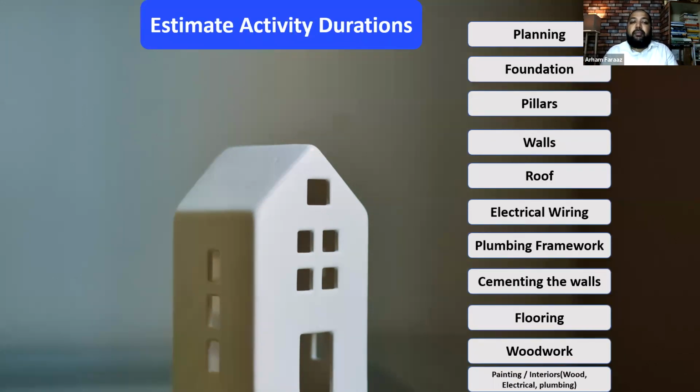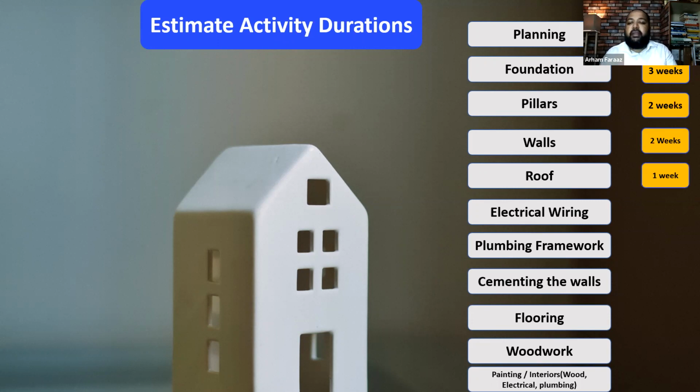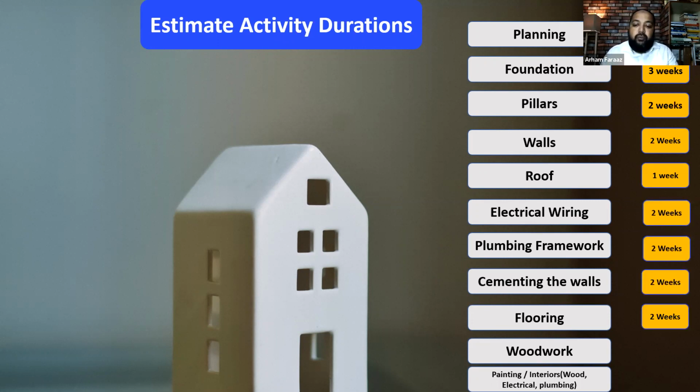So that becomes estimate activity duration. Starting off, planning is going to take 2 weeks. Let's say all this is examples over here. Foundation laying might take 3 weeks. Pillars are going to take say 2 weeks. Build the pillars, put the walls for 2 weeks with just bricks. And the roof would take 1 week. Electrical wiring would take 2 weeks. Plumbing frameworks takes 2 weeks. Cementing of the walls again is going to take 2 weeks. Flooring 2 weeks. Woodwork 4 weeks. And then again 4 weeks for the final painting and interiors, all those things. So that's the rough estimation we have initially when we want to build this project.